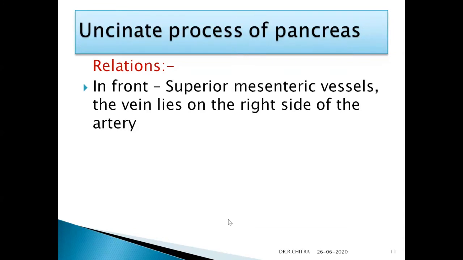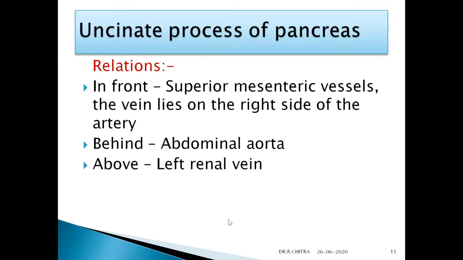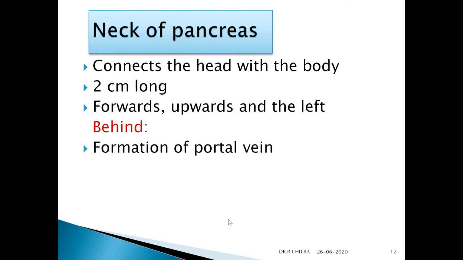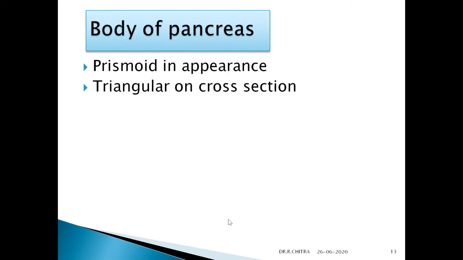In front, superior mesenteric vessels, the vein lies on the right side of the artery, behind abdominal aorta. Above is the left renal vein. Neck. Neck is a short part, connects the head with the body, 2 centimeter long. So, the important formation of portal vein we should remember is behind the neck of the pancreas.